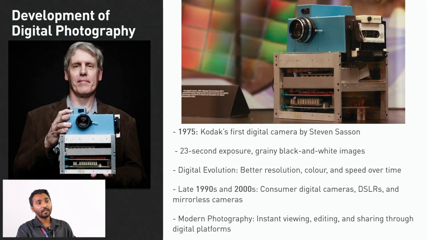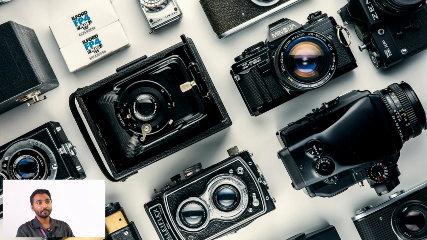Now let's look into the development of digital photography. With the rise of electronics in the 20th century, photography entered the digital age. The first digital images were produced in the 1950s, and in 1975 the Kodak engineer Steven Sasson created the first digital camera using a CCD sensor. The camera captured a grainy black and white image and took about 23 seconds to record each photo to tape.